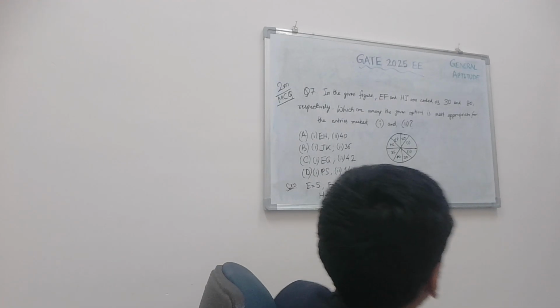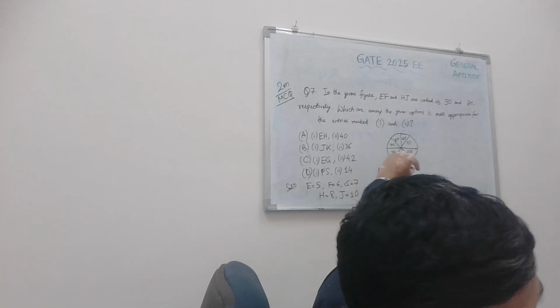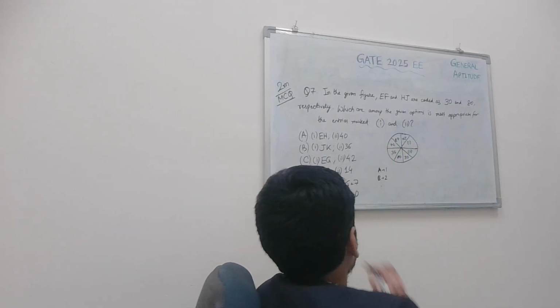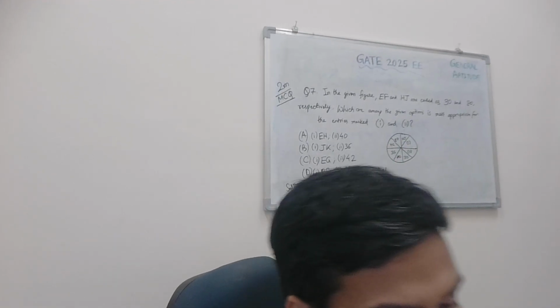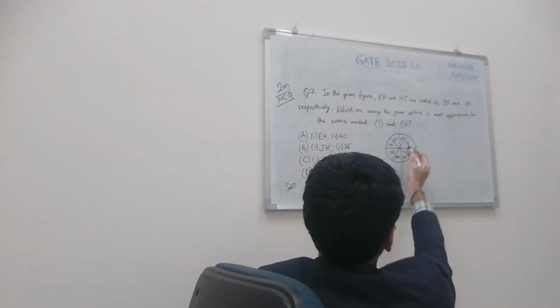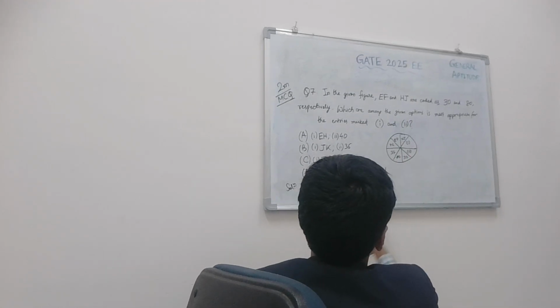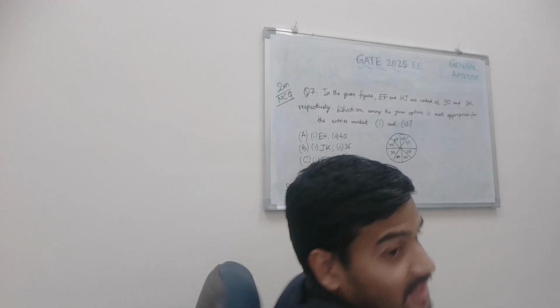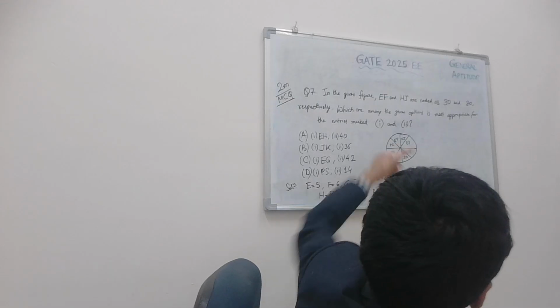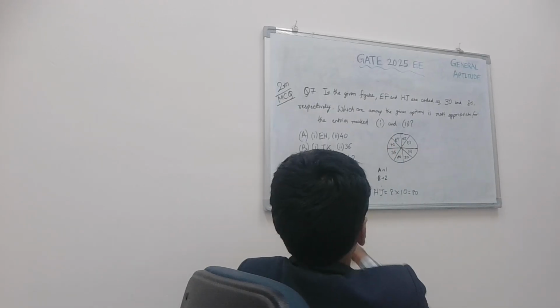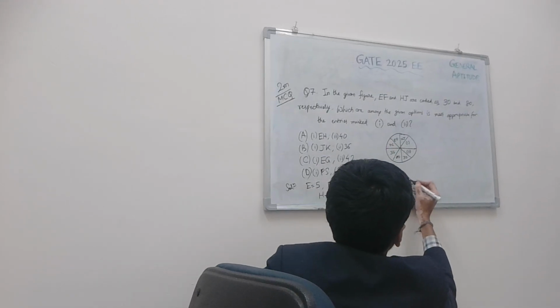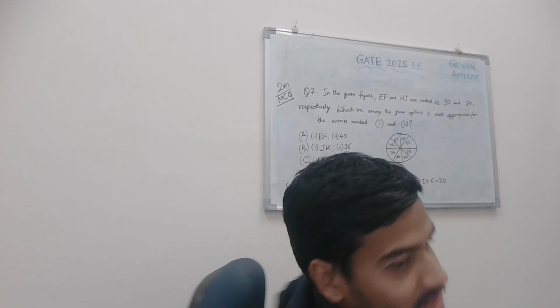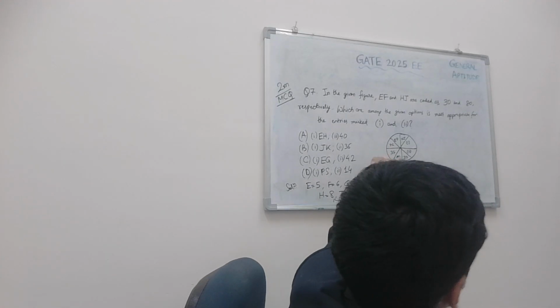So opposite of HJ, how much is written? 80. 80 is the product of 8 and 10. H into J means 8 into 10. So HJ means here 8 into 10, that is 80, which is written opposite to HJ. Similarly EF. EF is what? 5 into 6, that is 30. And the product is written opposite to EF in this figure.